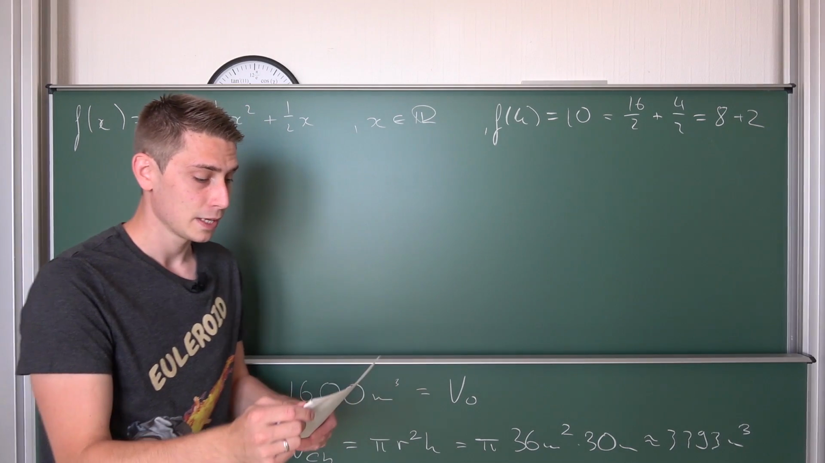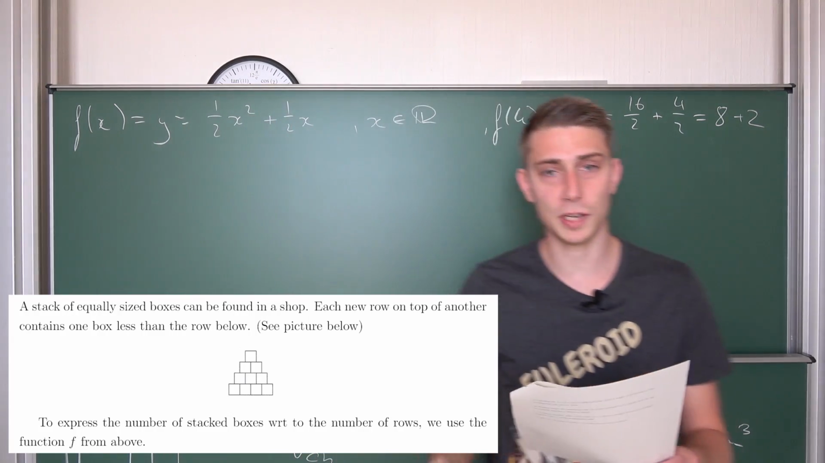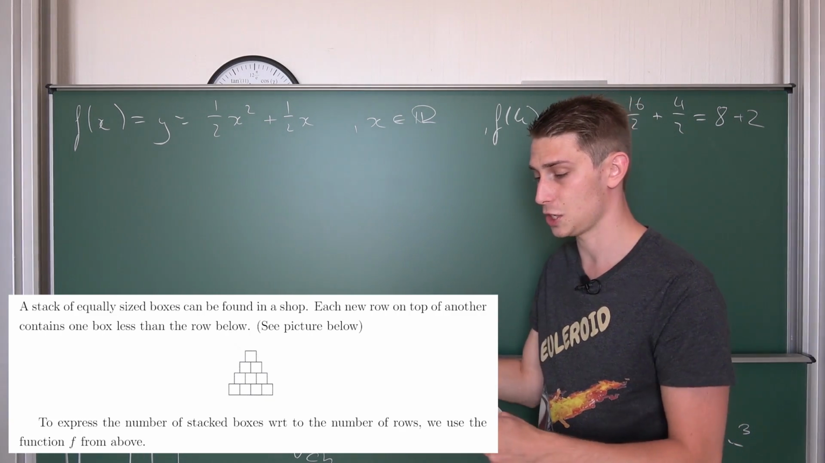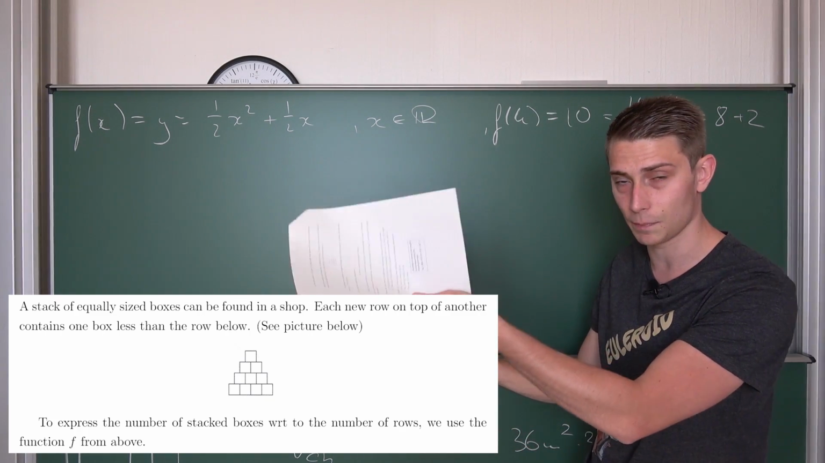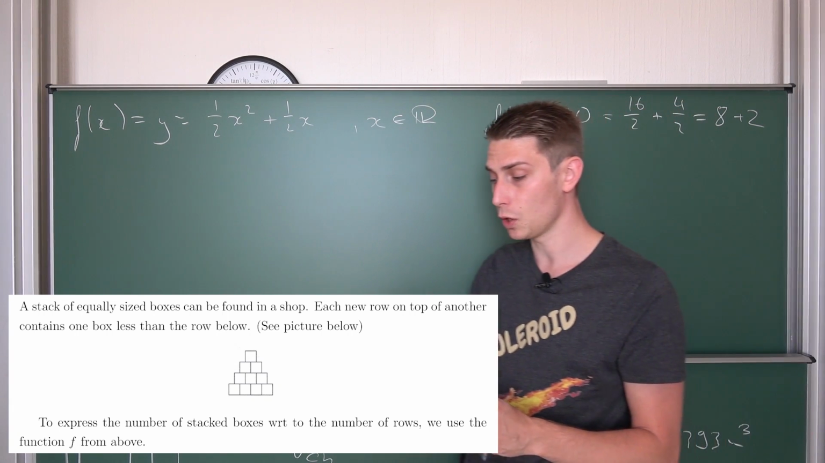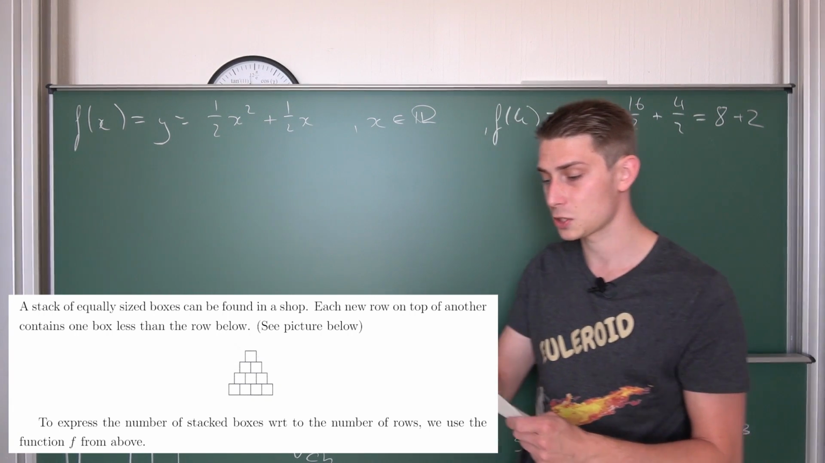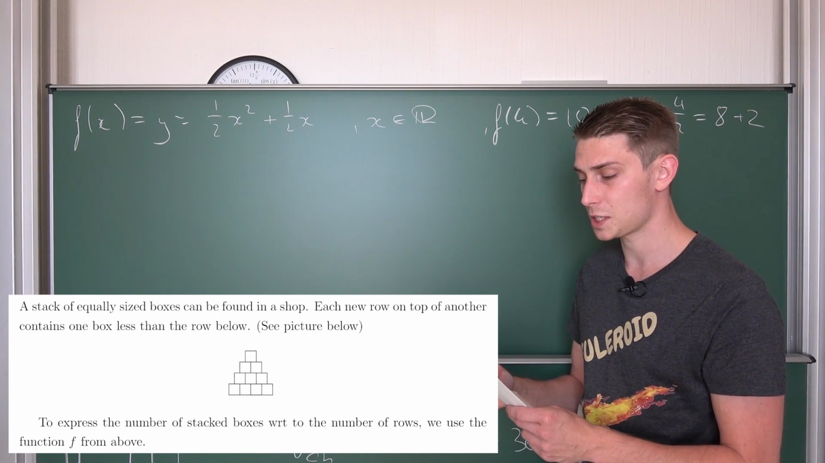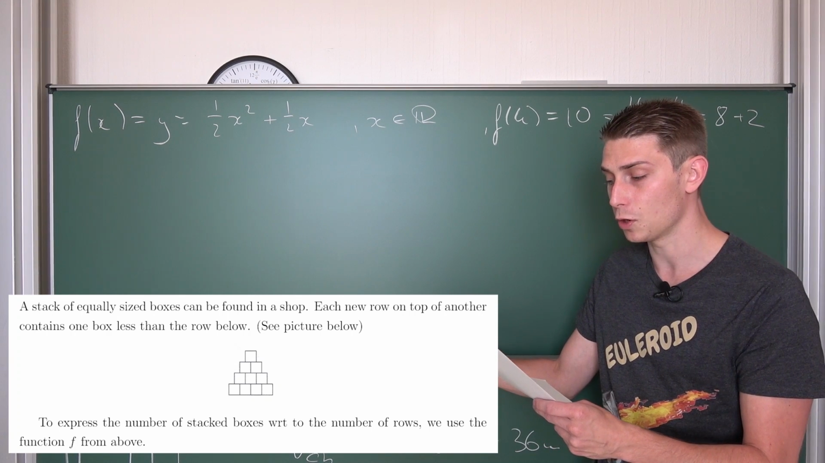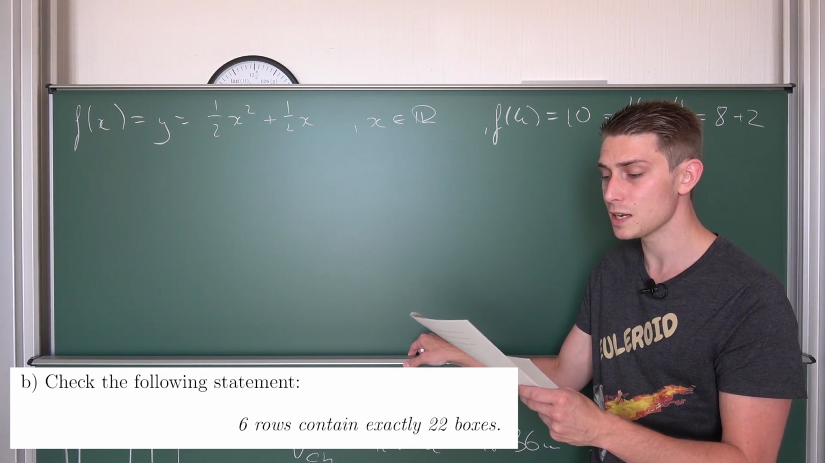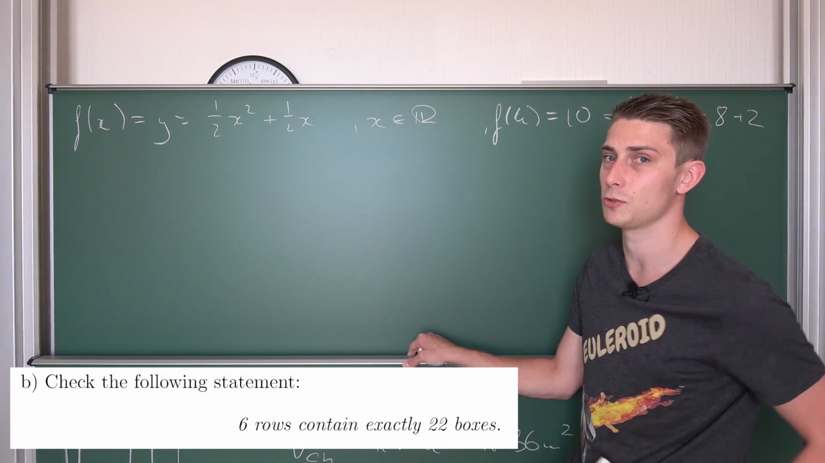That was really easy. So next up, a stack of equally sized boxes can be found in the shop. You can find the sketch here somewhere. You can also download this exam here, link in the description. Each new row on top of another contains one box less than the row below. See picture below. To express the number of stacked boxes with respect to the number of rows, we use the function f from above. Check the following statement: 6 rows contain exactly 22 boxes.